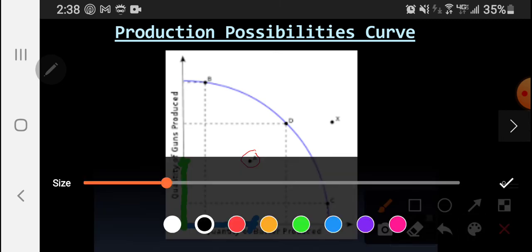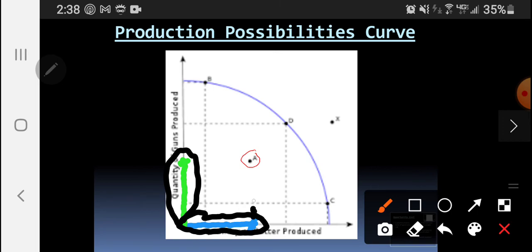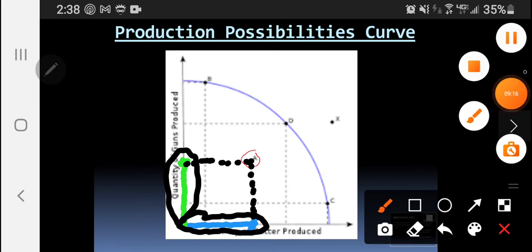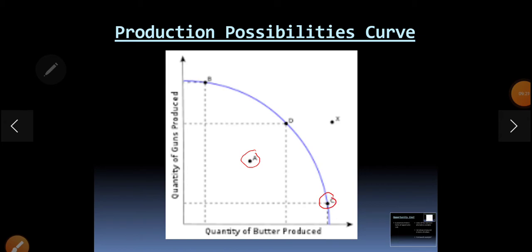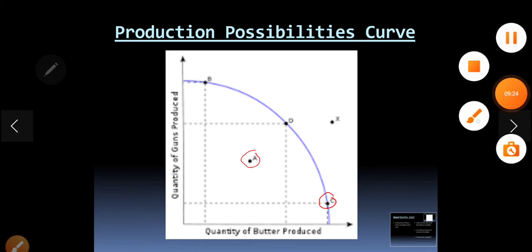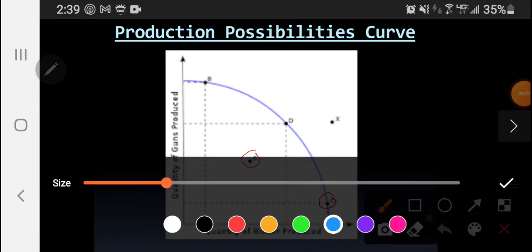Now, same question. Did we produce more butter than guns, more guns than butter, or about the same? This might help if I join the points up here. What do you think? Are we making equal amounts of guns and butter at this point? Okay, now let's look at point C. And some of you might be already anticipating what we're going to do with this. So let's figure that out.